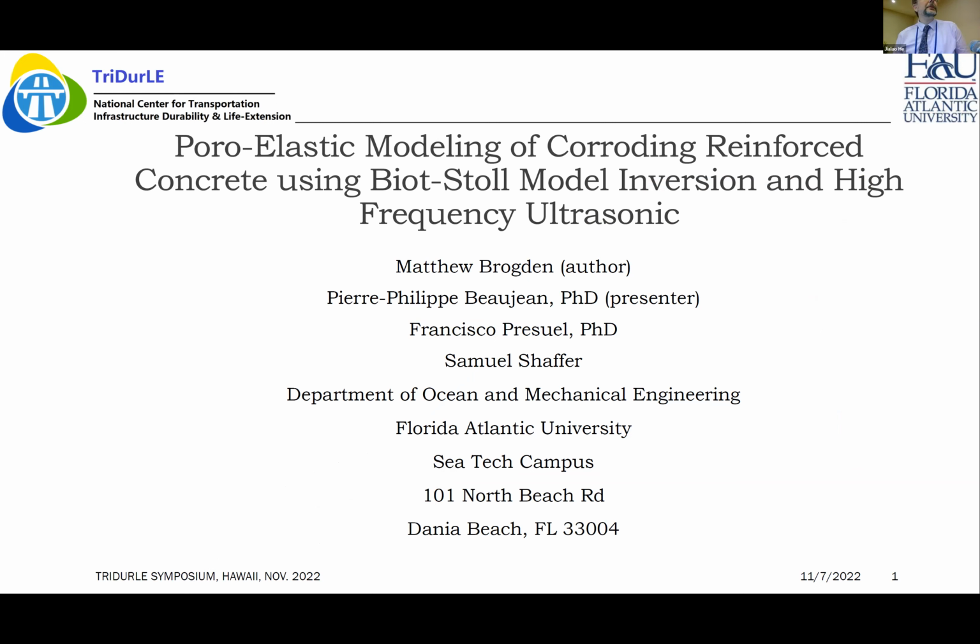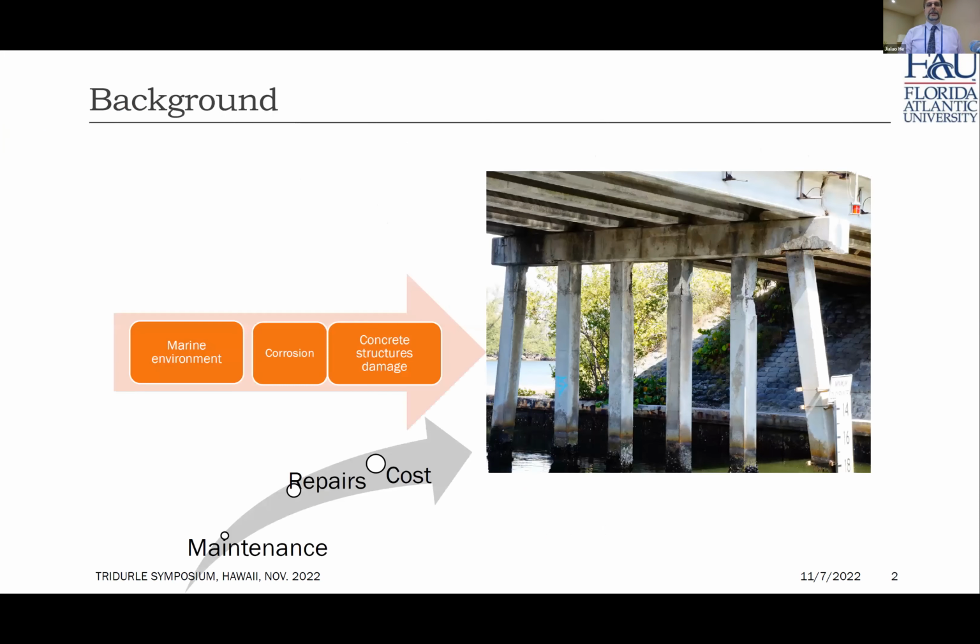So today I'm going to speak on behalf of two of my students, Matt Rogan and Sam Schaefer, and also my colleague, Dr. Preswell Moreno, who will also discuss some of the topic in a minute. I'm going to discuss poro-elastic modeling of corroding reinforced concrete using an acoustic model, the Biot-Stoll model, and high frequency ultrasonics. And here's a little bit of background.